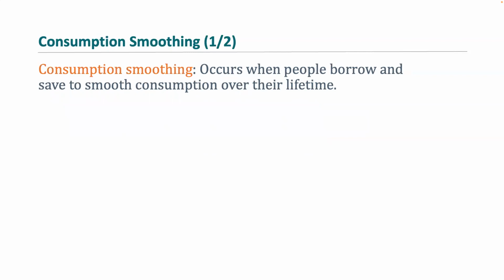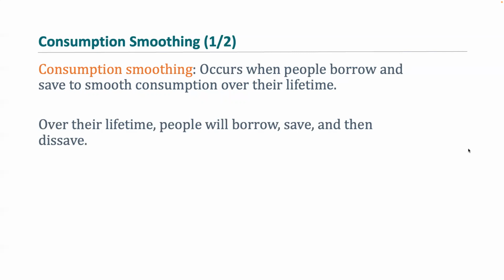The next thing that we're going to talk about is consumption smoothing. This is going to be the last major aspect of this particular video. And this occurs when people borrow and save to smooth consumption over their lifetime. And when we see this graphically, it'll make more sense. What it boils down to is that over their lifetime, people will borrow, save, and then dissave. And we'll talk about what each of those mean.